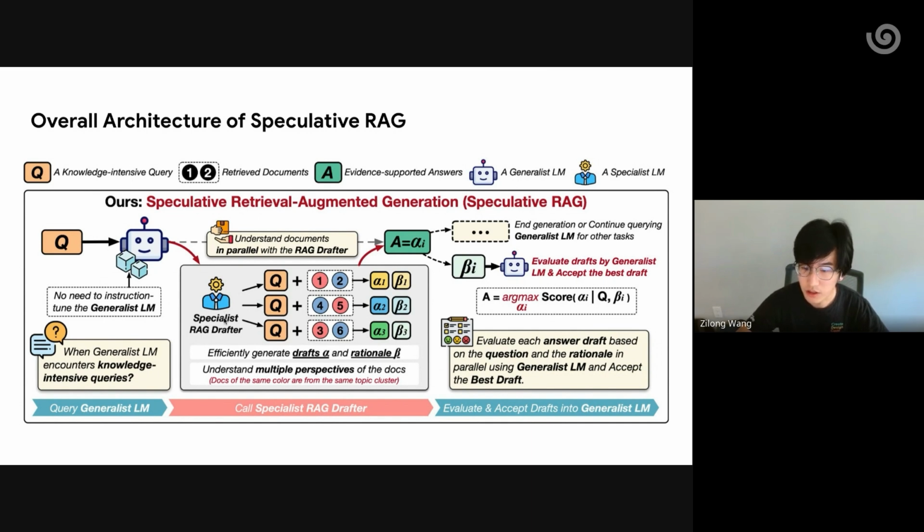So the specialist drafter will generate two things. One is the draft, the other is the rationale. And we will use the original large model to rank these alpha 1, 2, 3 based on the beta 1, 2, 3. We rank the drafts based on the rationale to select the best one. There are three stages. You can see the blue ones are using the original large model, and the red ones are using the smaller drafter.